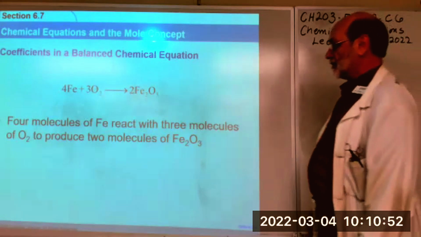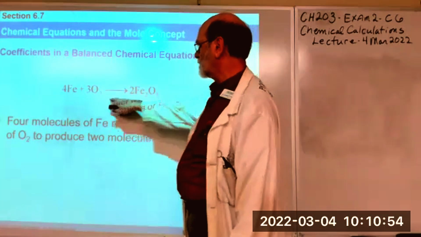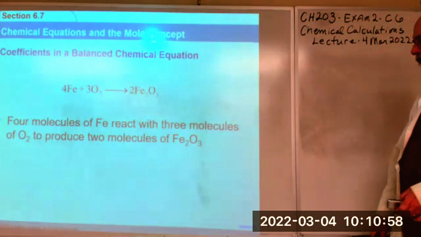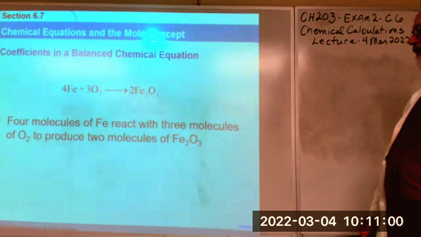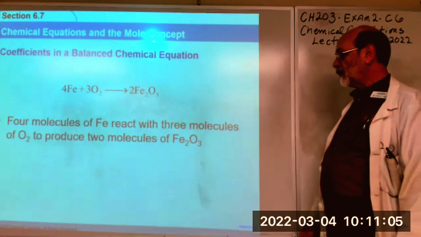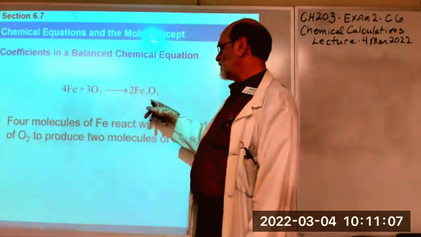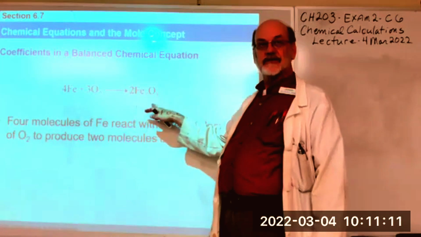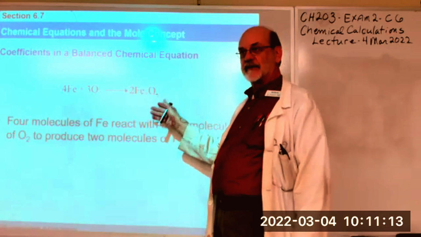This one is supposed to be balanced. 4 irons, 6 oxygen. Yeah, that's balanced. 4 molecules of iron, actually 4 atoms of iron, react with 3 molecules of oxygen to yield 2 formula units of Fe2O3, which would be iron(III) oxide, would be the name for that.